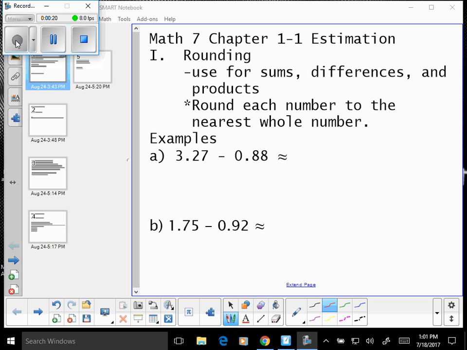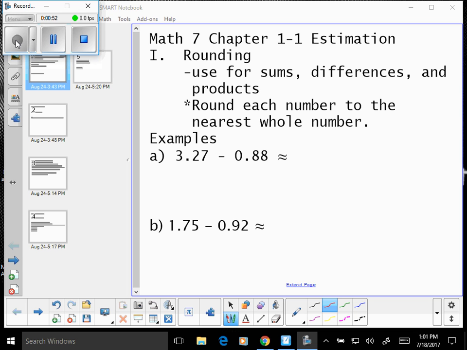The first strategy we're going to deal with is rounding, and in all honesty I think it's most people's favorite strategy. And that's good because it does work very well for sums, which means we add, differences when we subtract, and products when we multiply. The basic strategy says round each number to the nearest whole number. Now that's of course given the fact that you're working with decimals. And we're going to be working with decimals throughout this lesson.